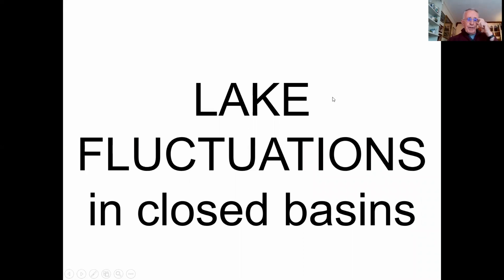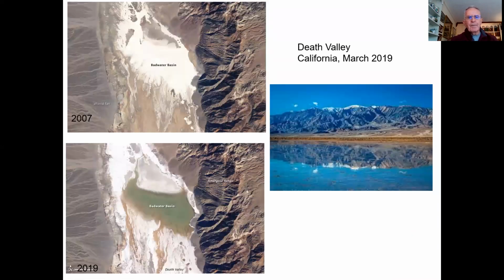Another hazard, which is fairly significant, is that in deserts you have closed basins. And when water flows into them, they flood. And when there's no water flowing into them, they dry out. So we get lake fluctuations taking place in the many, many closed basins you get in desert regions.